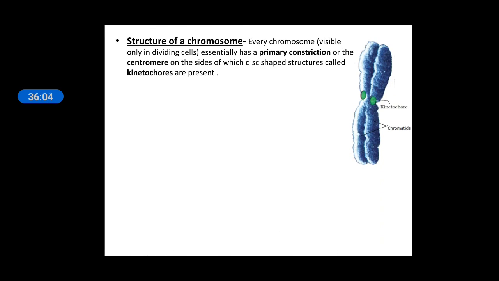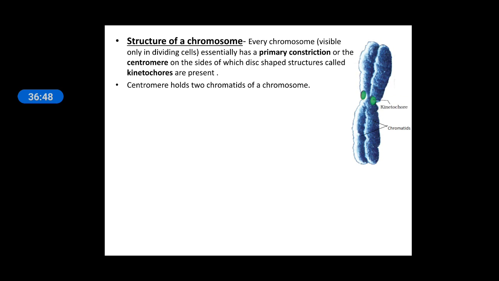Structure of a chromosome, how it looks. Every chromosome is visible only in a dividing cell, because in a non-dividing cell, when the cell is not dividing, this excess coiling of the DNA is not present. So the chromosome will not be visible in the form of a chromosome; it will be visible in the form of chromatin fiber. Every chromosome visible in the dividing cell essentially has a primary constriction or centromere, on the side of which disc-shaped structures called kinetochores are present. Here you can see in the diagram.